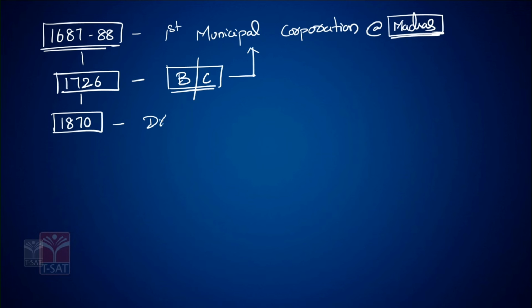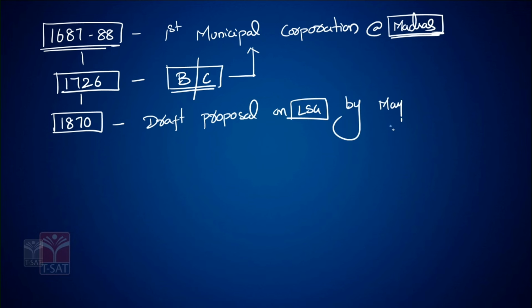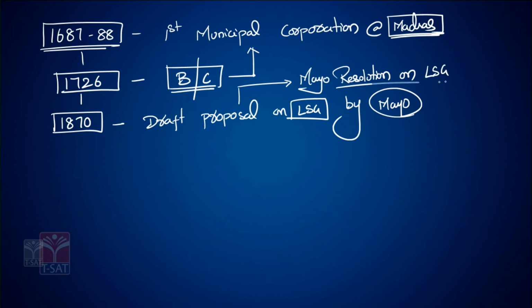Next we have 1870. There was a draft proposal on local self-governance by Mayo, and this draft proposal is called the Mayo resolution on local self-governance. Then we have 1882. Very important. You have to mention this point for sure while writing the answer.